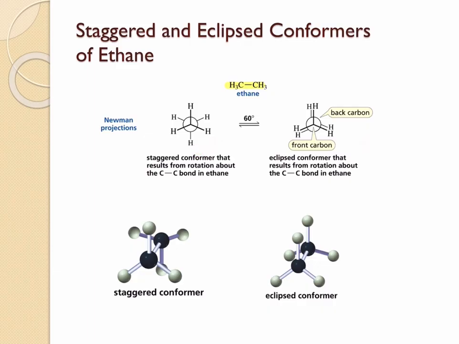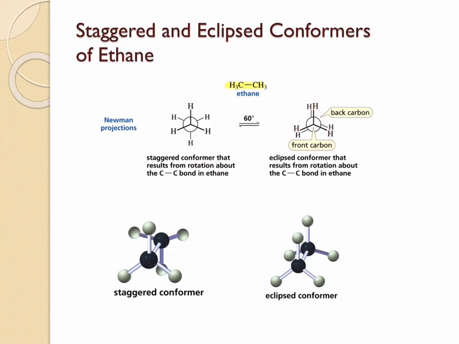What's the main difference between the staggered conformation and the eclipsed conformation? In the staggered conformation, all of these hydrogens, all of these groups attached to the carbon, are going to be away from each other. Whereas in the eclipsed conformation, they are going to be closer to each other. And we could clearly see the hydrogens attached to the front carbon are eclipsing the hydrogens attached to the back carbon.